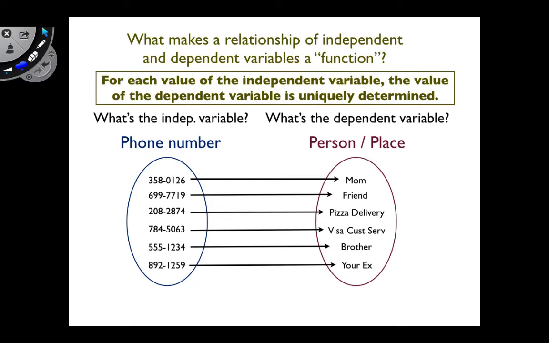get mystery people. So for each value of the independent variable, every time I make a choice on a phone number to dial, I get one specific person. Or for every value in general, not just phone calls, of an independent variable, the value of the dependent variable is determined. It's uniquely determined by the independent variable value chosen.